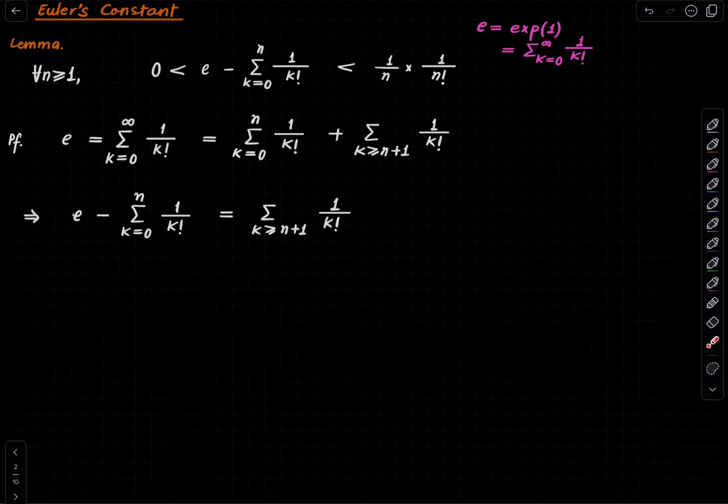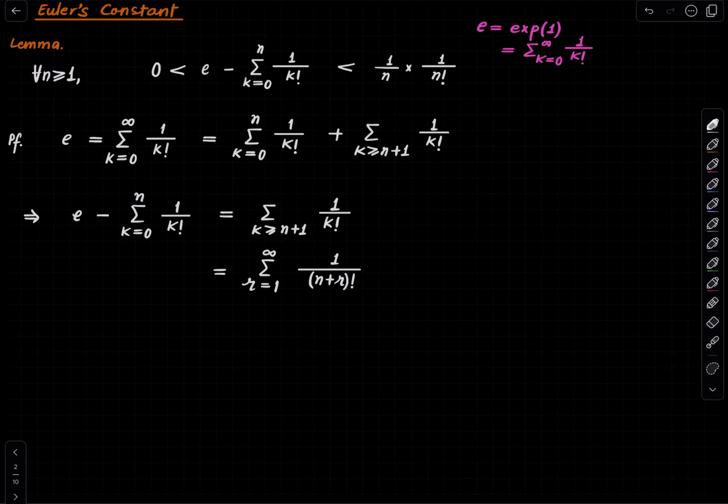Now let's prove the other part. We need to estimate this, and let me write this as the summation over r from 1 to infinity of 1 upon (n plus r) factorial. Yeah, so this is correct.